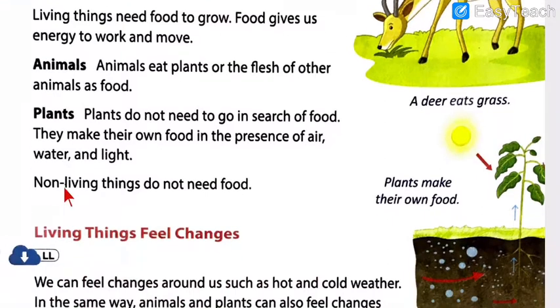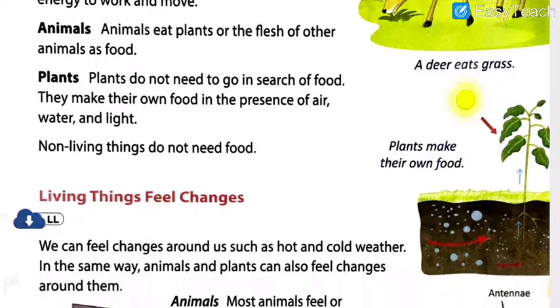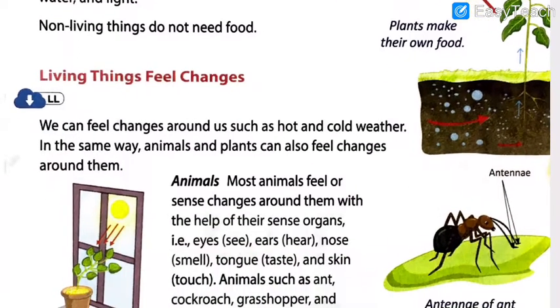And now in the last line it is written, non-living things do not need food. Do you feed food to your mobile phone? Obviously not. A mobile phone only needs charging, that is the food for a mobile phone. But do you give chapati, vegetable to your mobile phone? Will it accept? Obviously not. So non-living things do not need food because they are man-made.